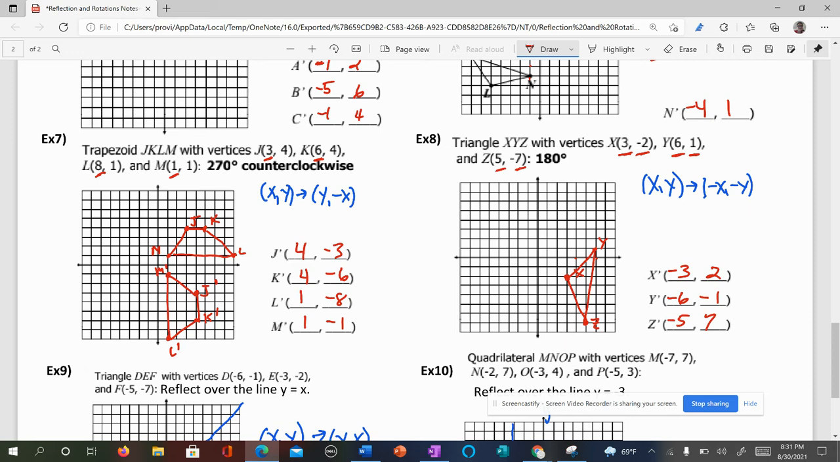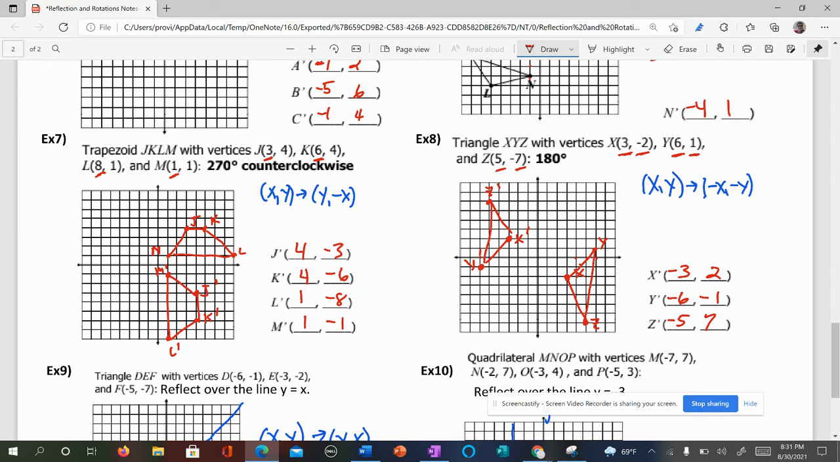Okay, 180 degrees. Remember, 90, 180. So it should end up in quadrant 2. Let's try. 1, 2, 3. 1, 2. So there's x prime. And there's -6, -1, y prime. 1, 2, 3, 4, 5, 6. All right. It looks like it is in the correct quadrant. I can't draw straight, but you guys know what I mean. All right.